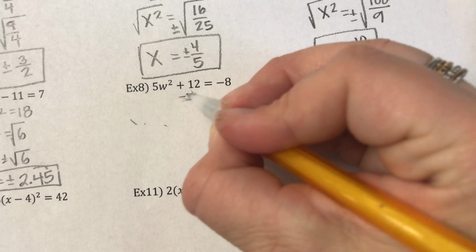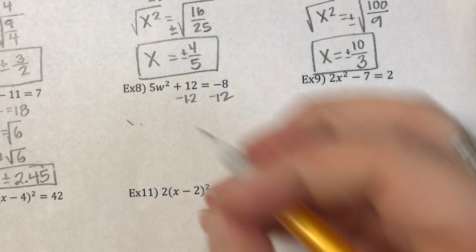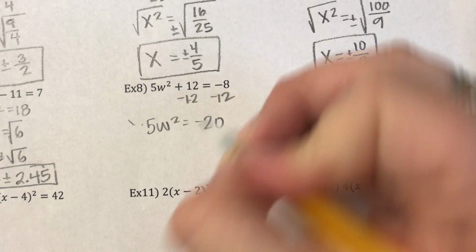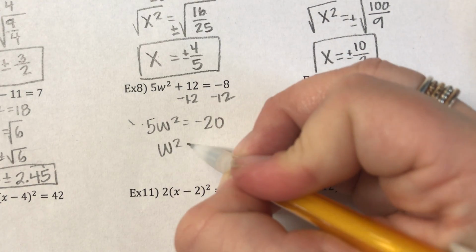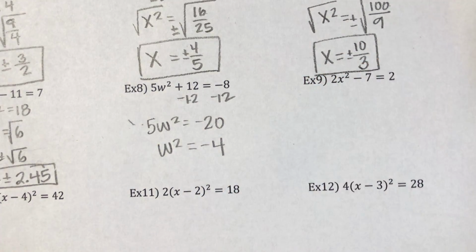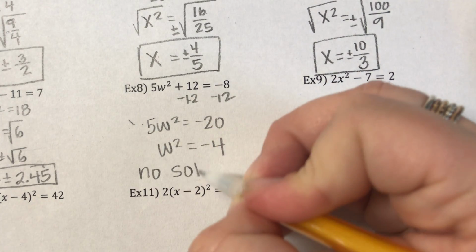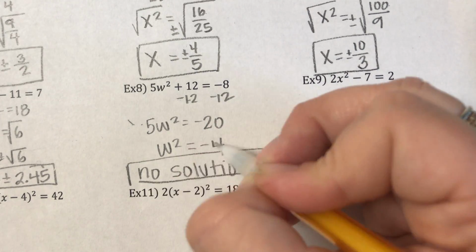On number 8, we're going to subtract 12 from both sides. So I have 5w squared equals negative 20. Then I'm going to divide both sides by 5. w squared is negative 4. Hopefully you caught it. It's no solution. There is no square root of a negative.